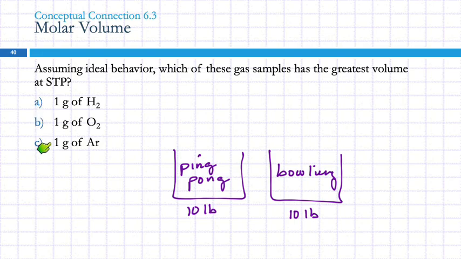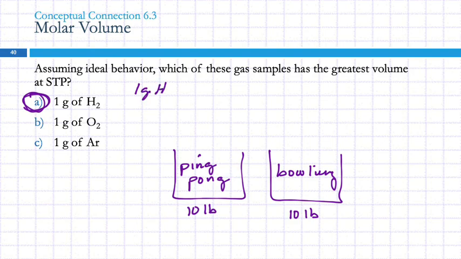So here, if we're trying to find out which one has more particles, we're looking for the one that each particle weighs the least. So is that going to be hydrogen, oxygen, or argon? Hydrogen. So 1 gram of hydrogen will take up more space than 1 gram of oxygen or 1 gram of argon. Any questions? I see disbelief. Let's do a calculation and I'll prove it to you.